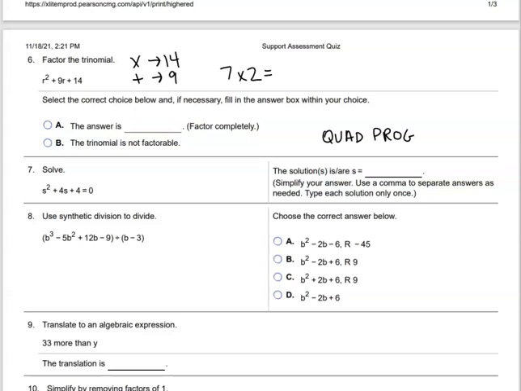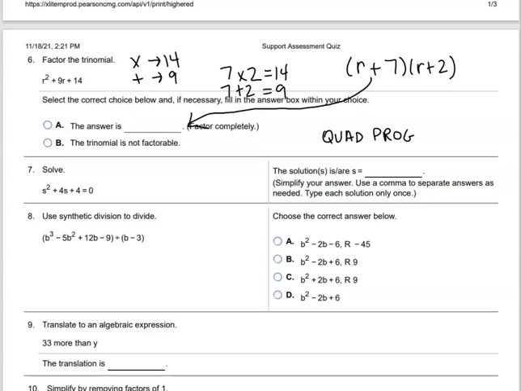7 times 2 is 14. 7 plus 2 is 9. And so the answer, if I'm factoring this, would be r plus 7 times r plus 2. Again, one of the number one mistakes people are going to make here is to use x instead of r. But r is what needs to go right here.